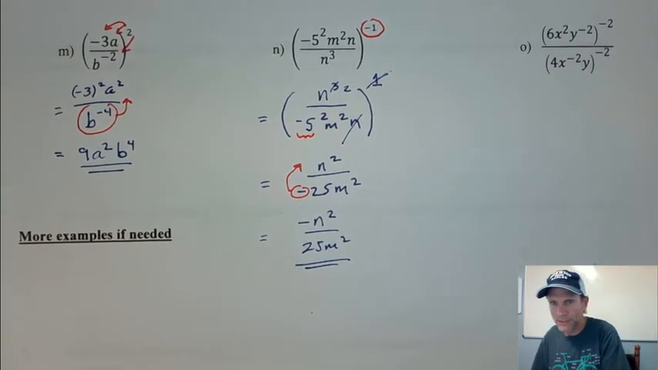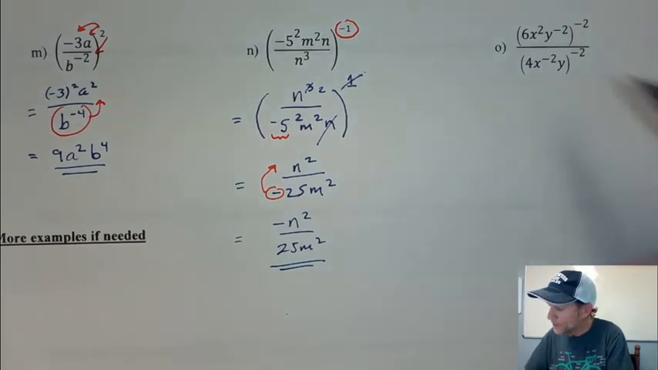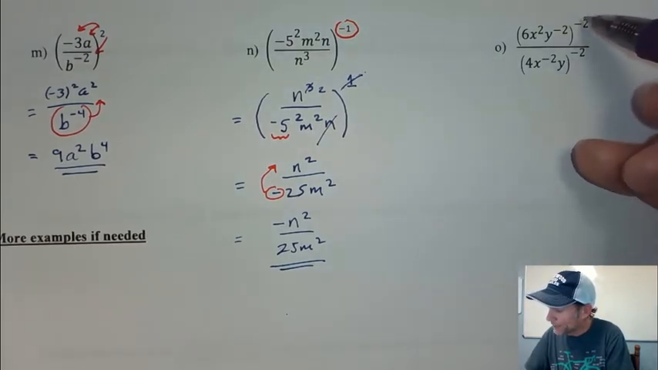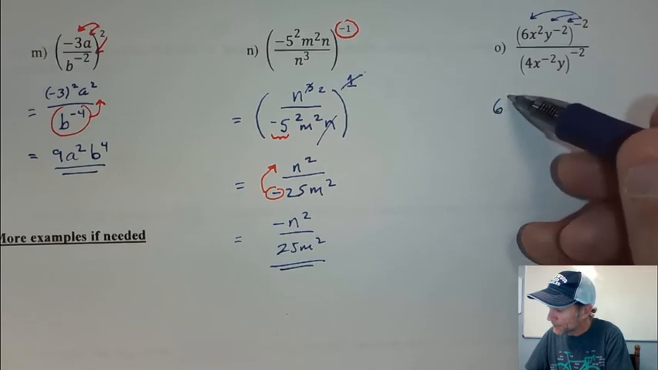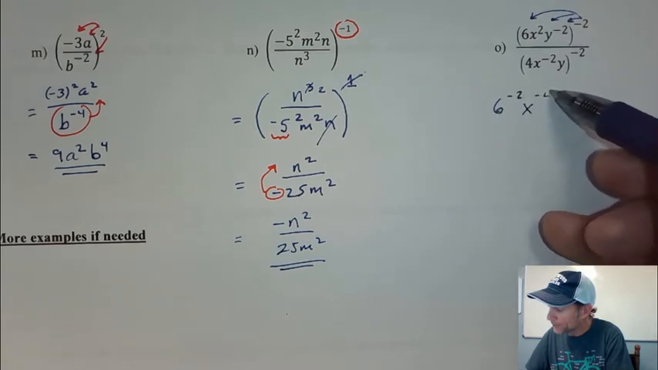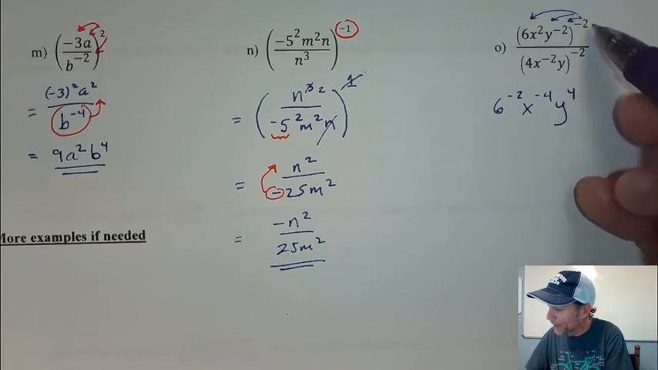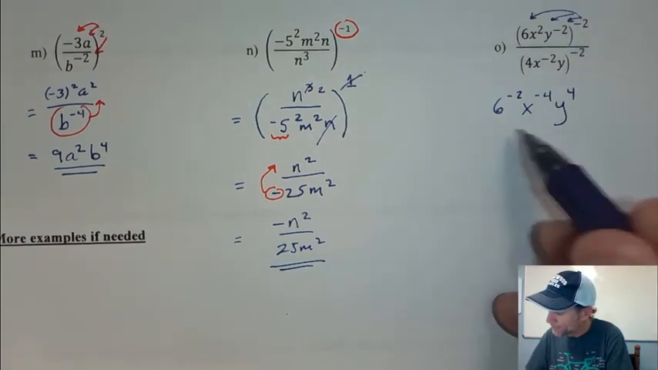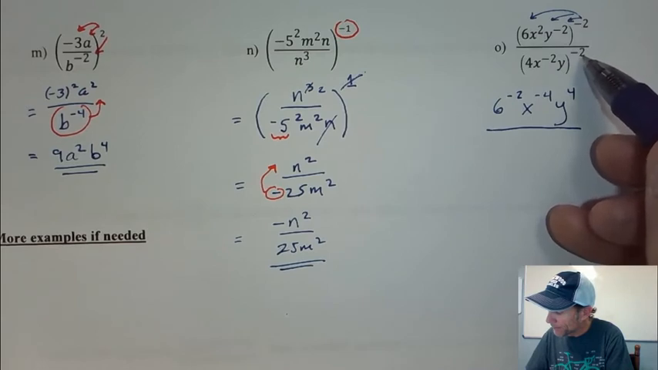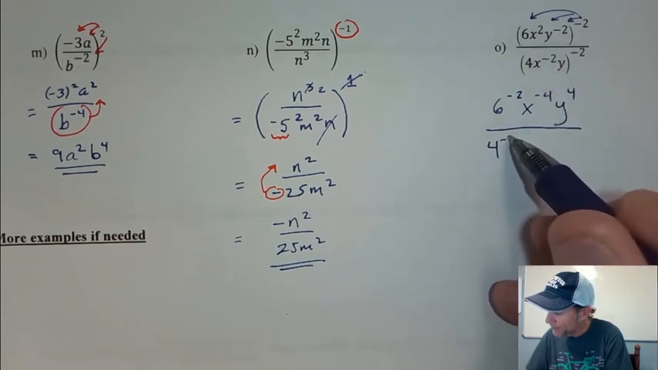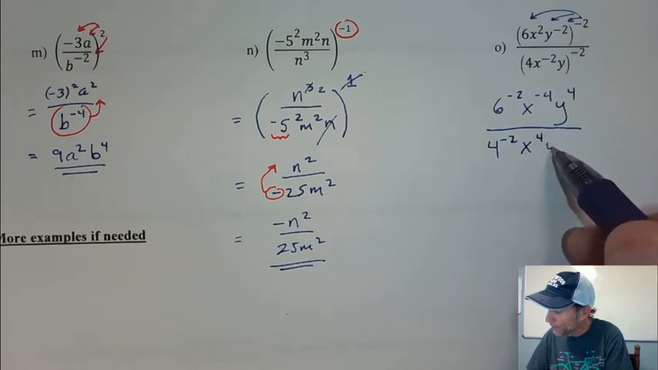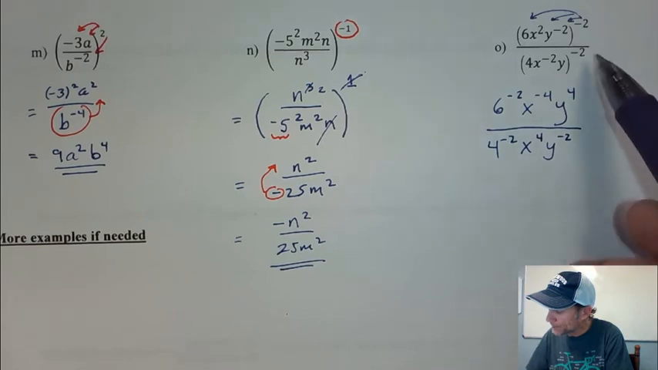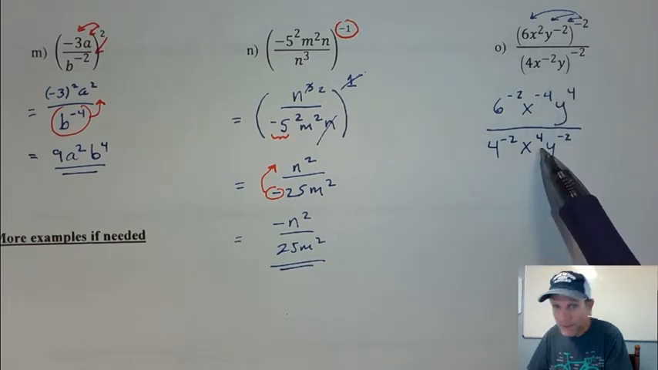Okay, and then looking at this last one here, we have this power here, and I'm going to bring this power of -2 in, and I'm going to have it hit everything inside here. So I have 6 to the -2, x to the -4, y to the 4th. Remember, power to a power, we multiply. Then on the bottom, I'm going to have that -2 power hit everything. I got 4 to the -2, x to the +4, and y to the -2. Okay, see that -2 times -2 equals 4.